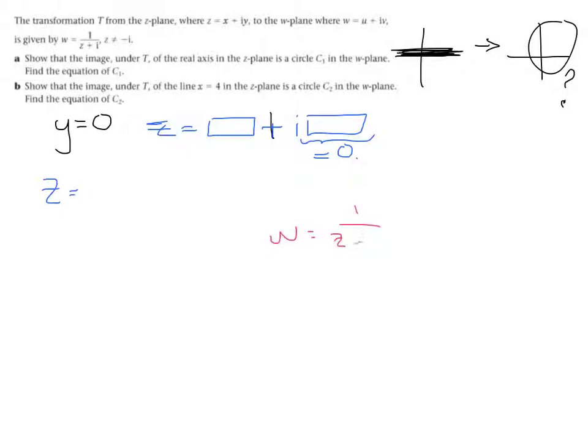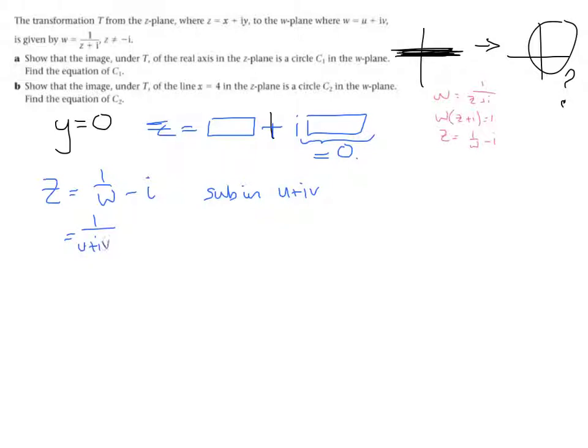w equals 1 over z plus i. w times (z plus i) is 1, so z equals 1 over w minus i. Good. Okay, so z is 1 over w minus i. Now we're going to sub in u plus iv because we know that we need to be working in our component form. So this is 1 over u plus iv minus i. Rationalise, realise the denominator. It's quite an easy one. u squared plus v squared, minus i. Let's make a common denominator. And then tidy it all up.